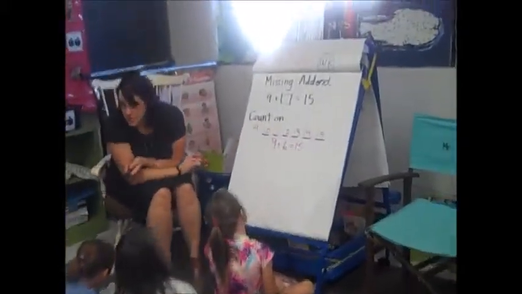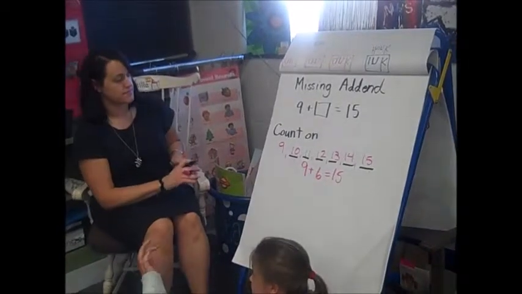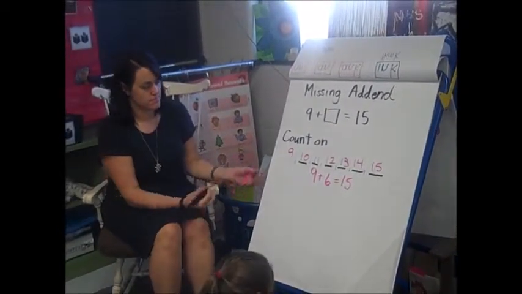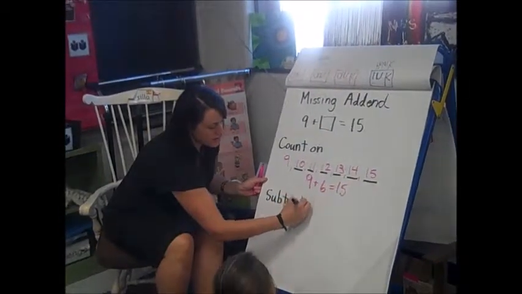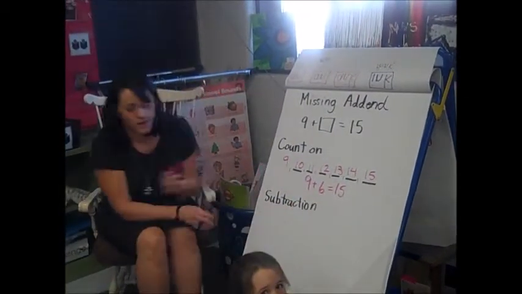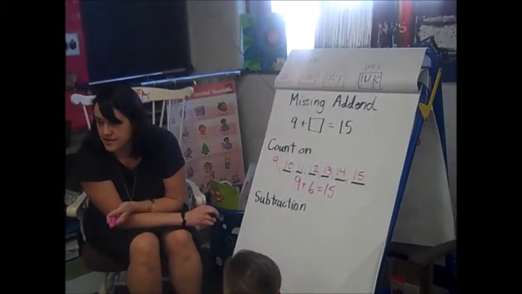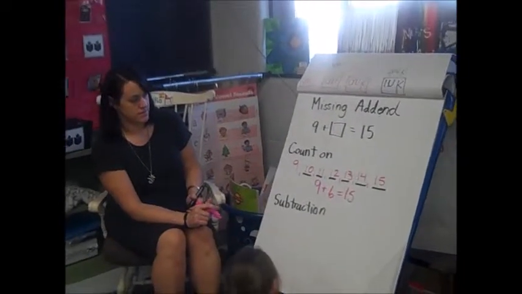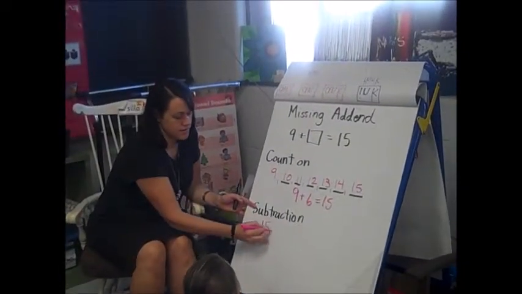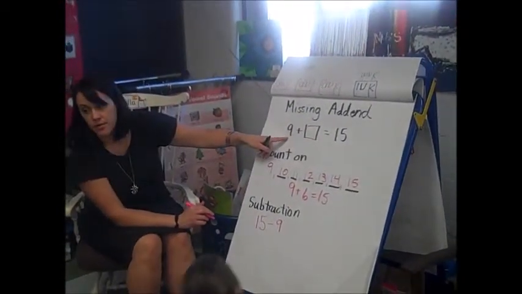What was my other strategy to find the missing addend? Ashton, use the related subtraction problem. So in this example, 9 plus something equals 15. Ashton, what would my related subtraction problem be? 15 minus 9 equals something. So you take the sum minus the addend that we know.